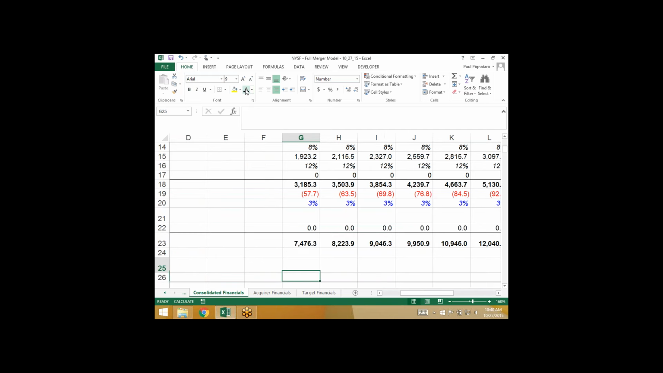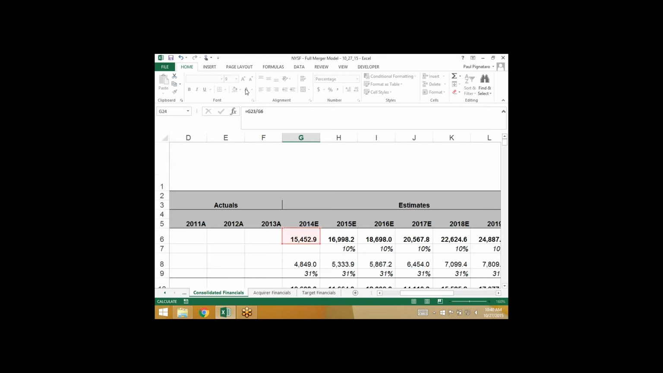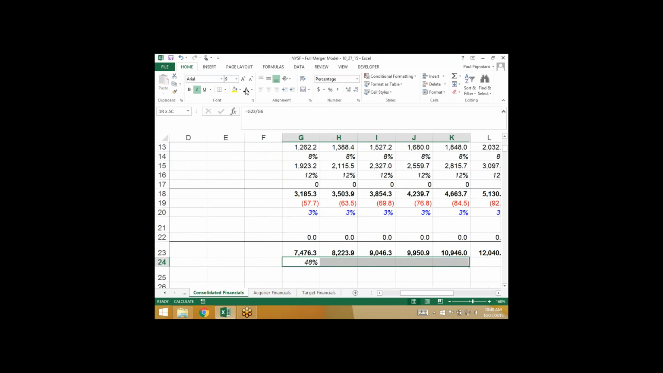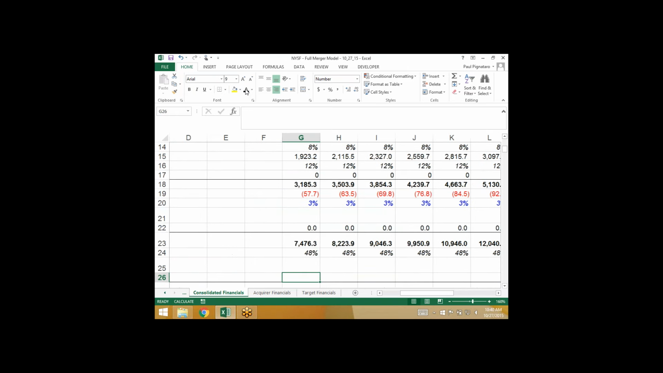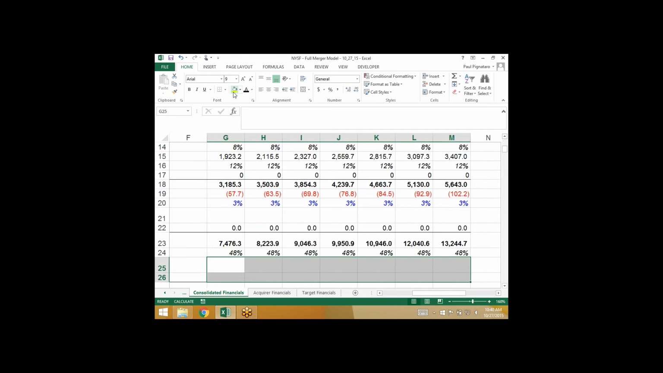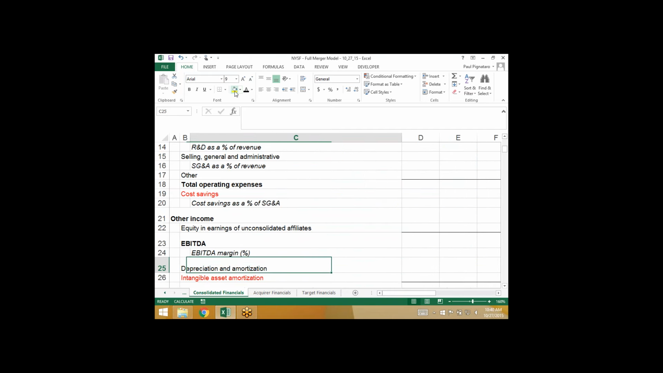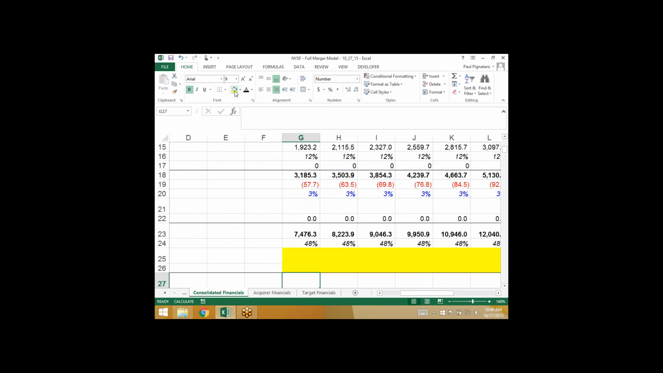We can do margin. And then we have depreciation and intangible asset amortization. These are items we will leave out for now. Depreciation will come from the depreciation schedule. Intangible asset amortization we will project when we talk about the balance sheet. But we can still plug in the formula for EBIT, which is EBITDA minus those line items.